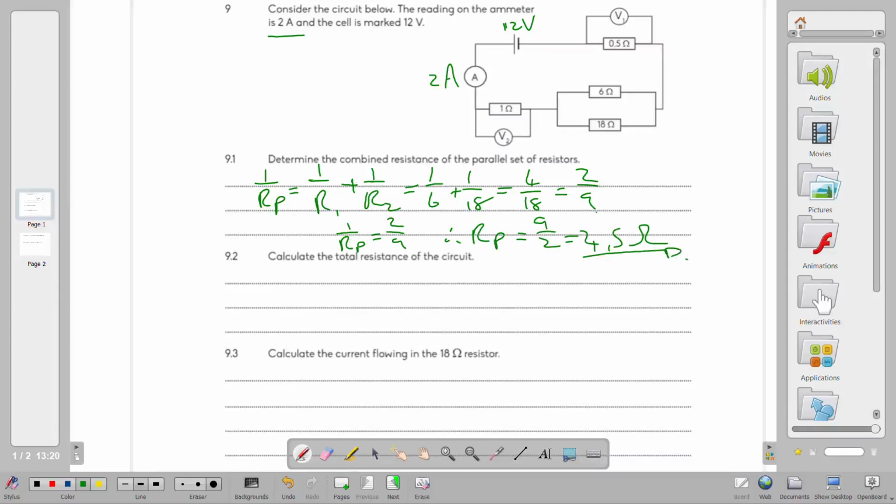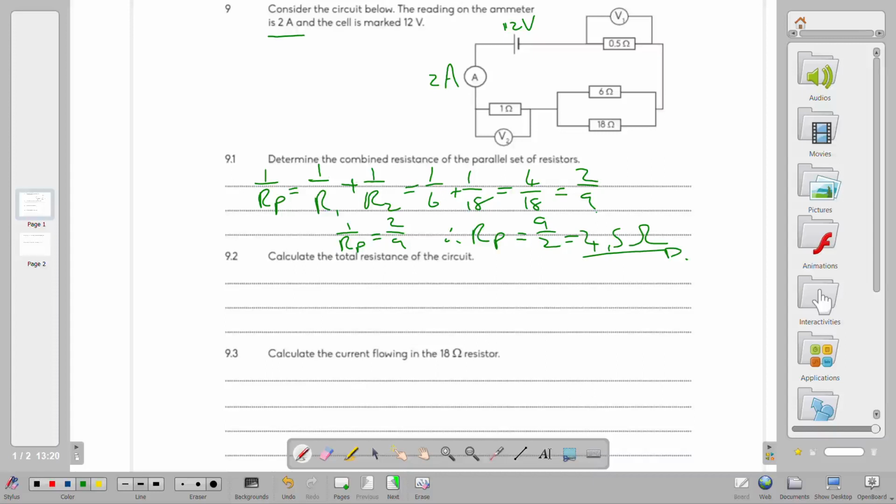Just to show you how one does it on the calculator, let's take a look here. I will just say 1 over 6, right, plus 1 over 18. My calculator automatically puts it as 2 over 9, which is what we got. But we want the inverse of that, so I press the x inverse button here at the top, and I press equals, and it's 9 over 2. Just press your SD and it's 4,5 ohm. That's how you would do it on a calculator.